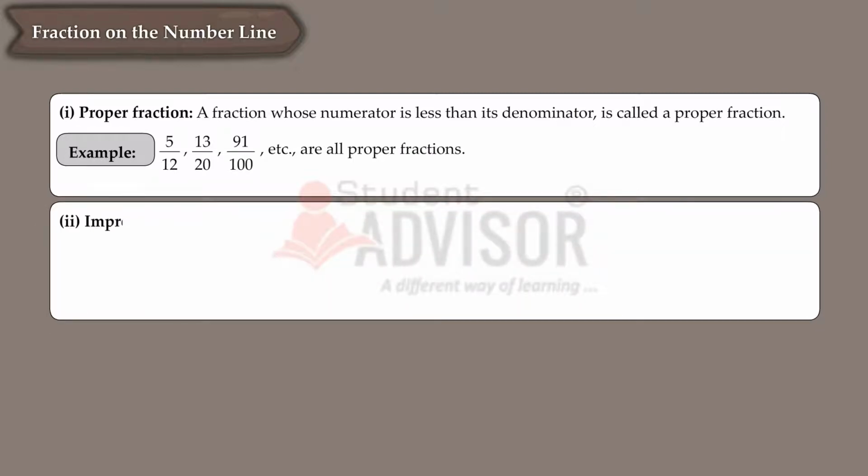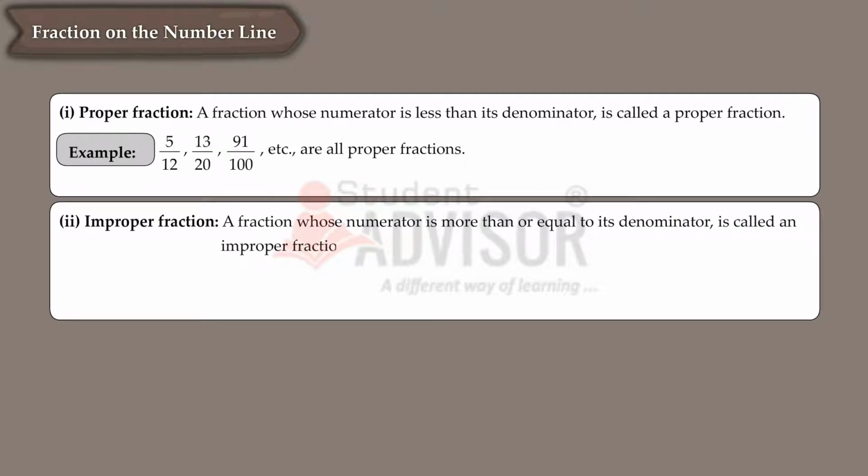Second, improper fraction. A fraction whose numerator is more than or equal to its denominator is called an improper fraction. Study the given example. 12 by 7, 43 by 20, 91 by 57, etc. are all improper fractions.